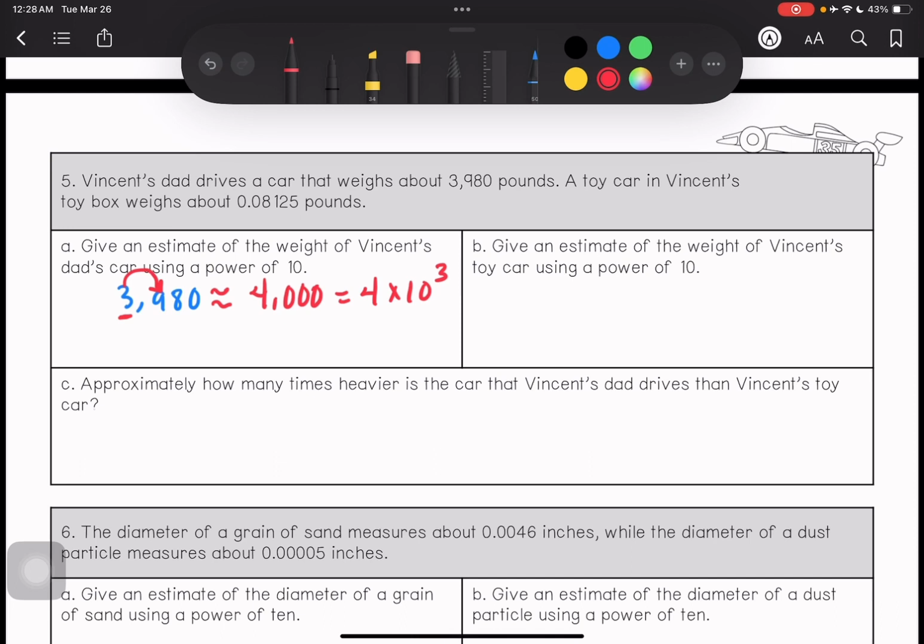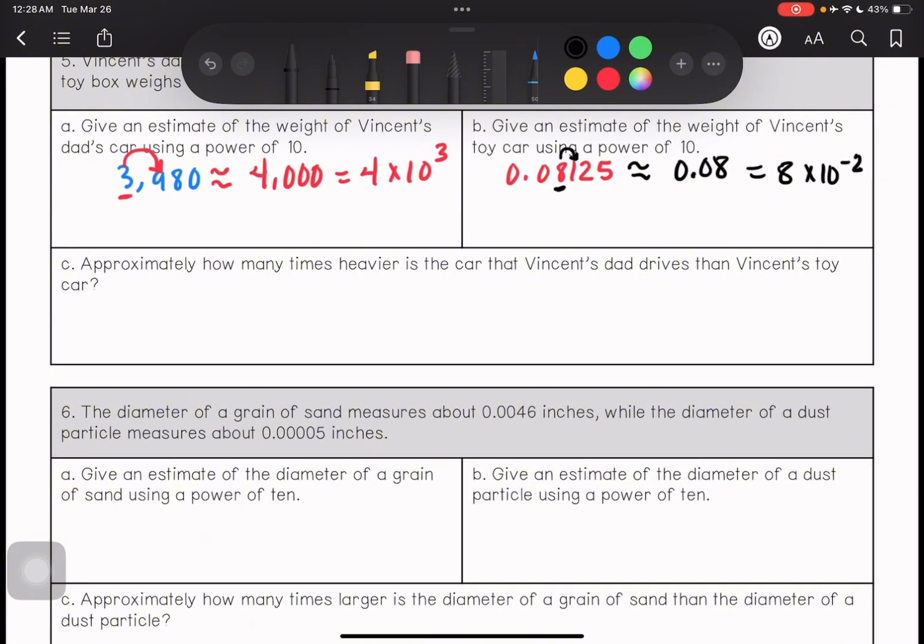It said give an estimate of the weight of Vincent's toy car using the power of 10. So after we write our number, we look at the place value of our larger digit, which would be the one closest to the decimal. In this case it is 8. We look to the right of 8 to round. That's 4 or less, so we're going to let it rest. So it's 8 hundredths. And in scientific notation, that's 8 times 10 to the negative 2 power.